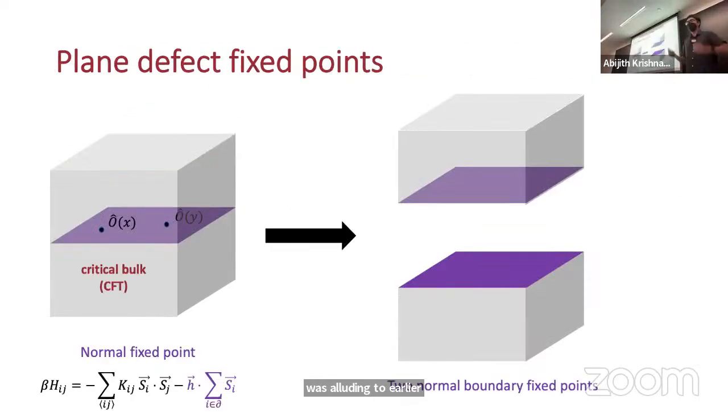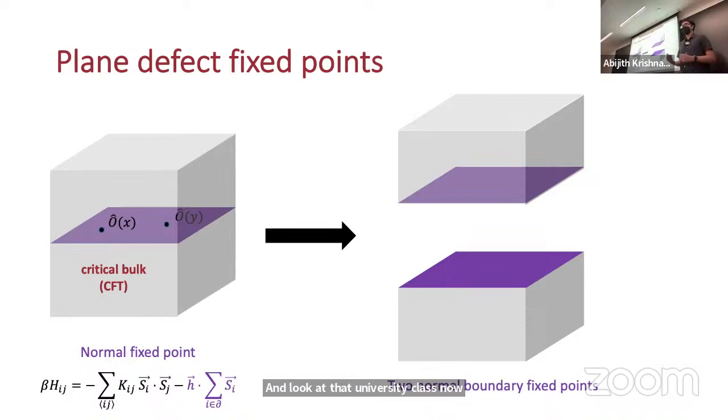All right, so that was the boundary story. Let's move on to the plane defect story. What are the different universality classes we can get in the plane defect story? So just like in the boundary story, we can add a magnetic field to our plane defect as a perturbation and look at that universality class.